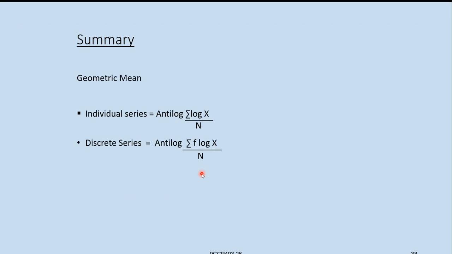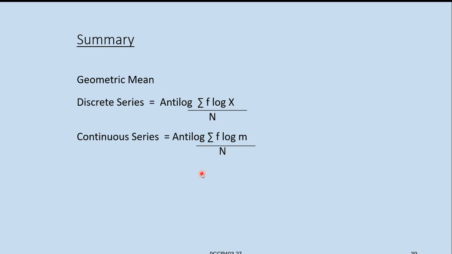We have seen individual series. The formula is antilog of sigma log x by n. The discrete series formula is antilog of sigma f log x by n. And coming to continuous series, the formula antilog of sigma f log m by n is used. Please remember the table which we have used, very well, so that you can easily calculate the formula.